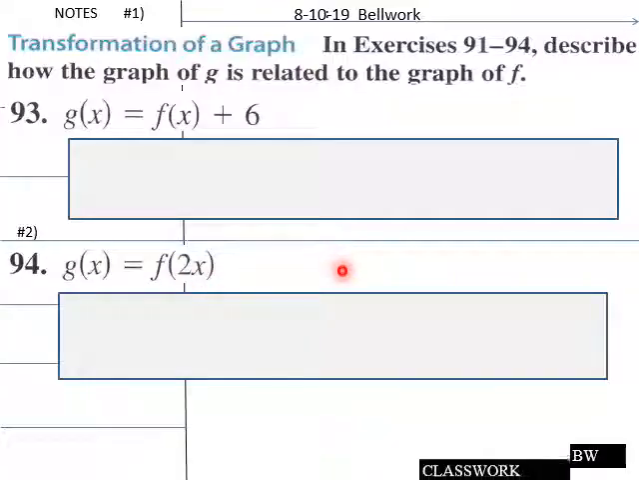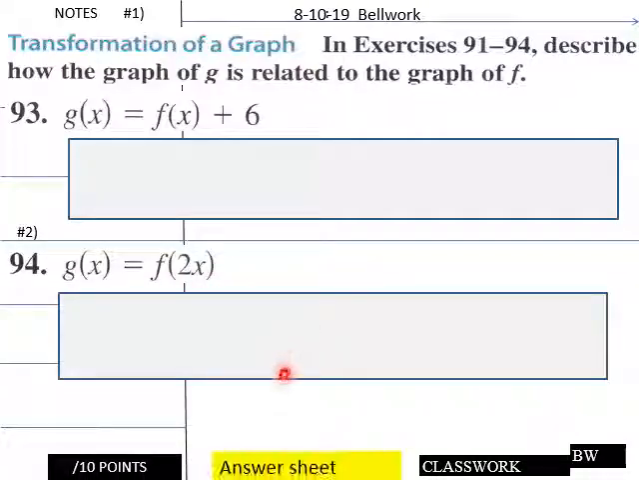Our bell work today, students, teachers, is: describe how the graph of G is related to the graph of F. So describe how G of X is related to F of X. Same thing down here. And teachers, give your students about 3 or 4 or 5 minutes to respond in your response boxes here.